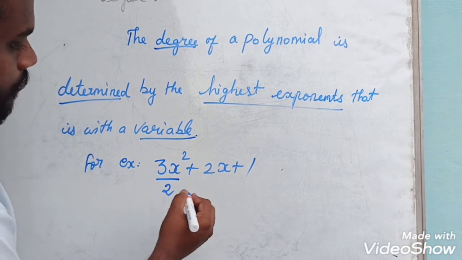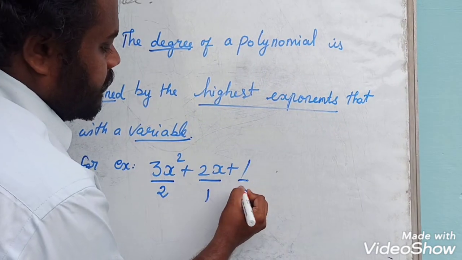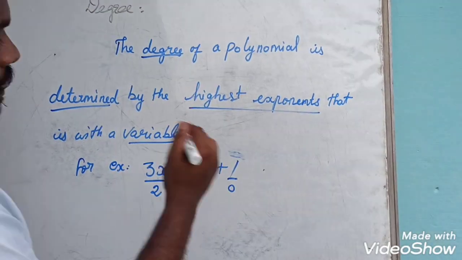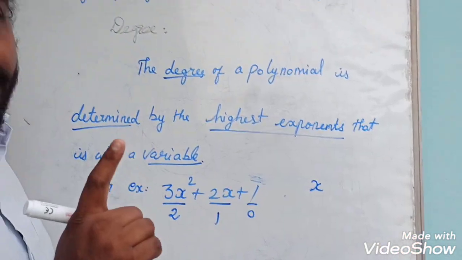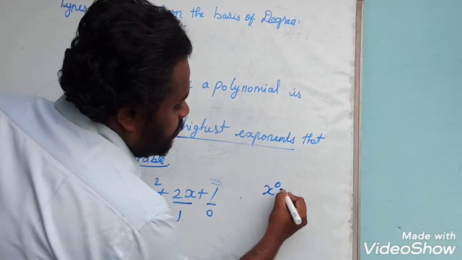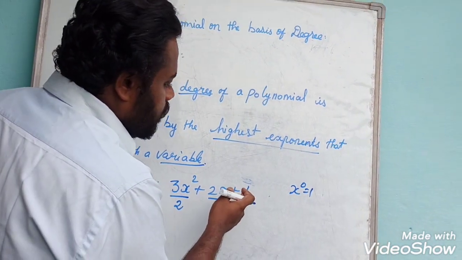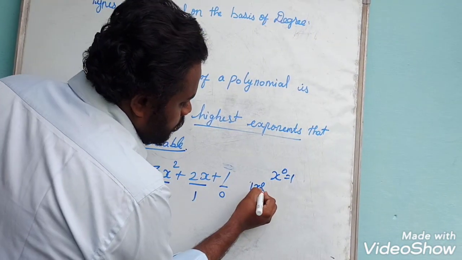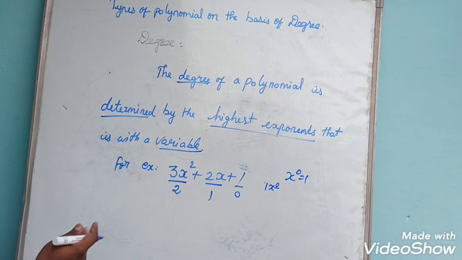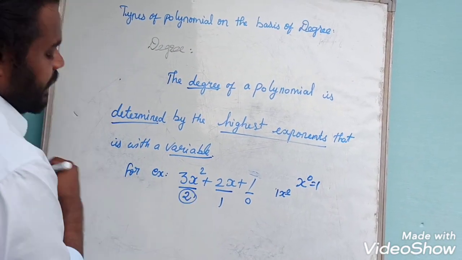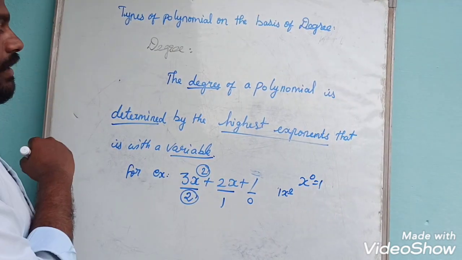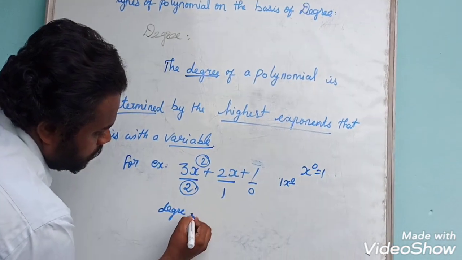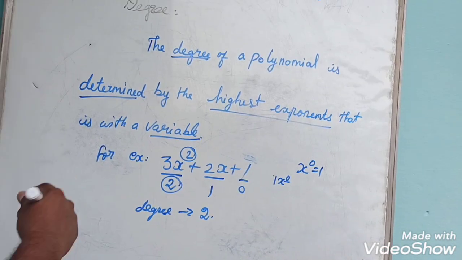This is 2 and this one is 1 and this one is 0. How do you say the degree of the constant is 0? Because you already studied in 8th standard that anything power 0 equals 1. So the constant is 1x power 0. So you conclude the degree of the constant is 0. Here which is the highest degree? 2 is the highest degree. That means 2 is the highest power. So we conclude the degree of the given expression is 2.